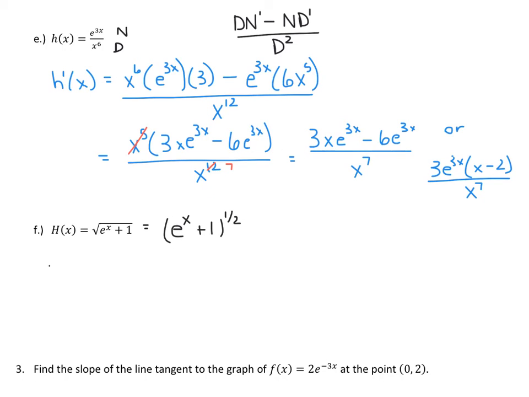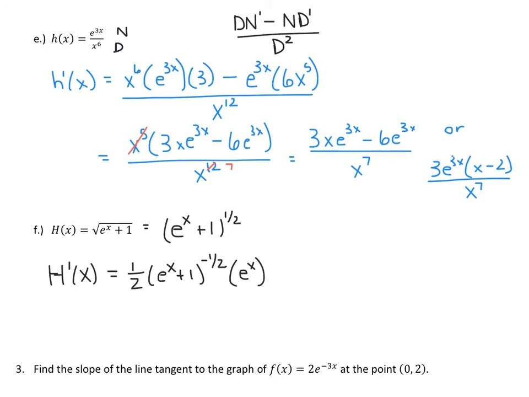So here, to find h prime of x, using the power rule, we bring the 1/2 out in front, copy down everything in the parentheses, and then we're going to subtract 1 from the exponent to leave us with a negative 1/2 exponent. Now we need to multiply by the derivative of everything on the inside. Well, the derivative of e to the x is e to the x, and then the derivative of a constant is 0.